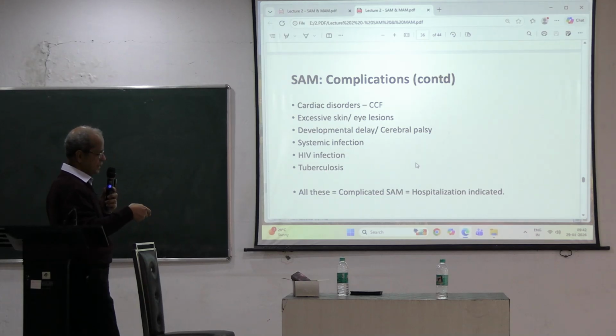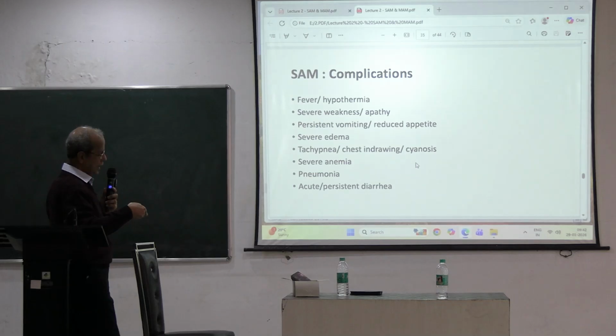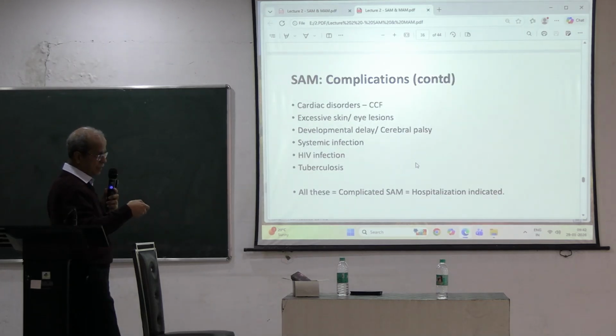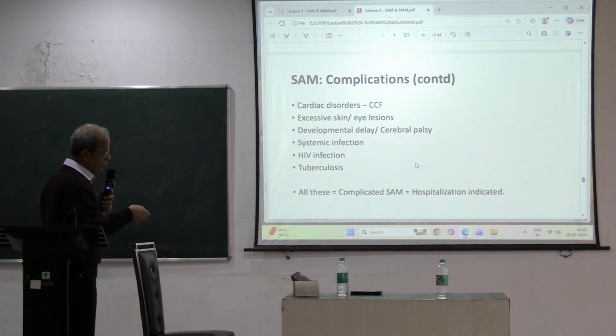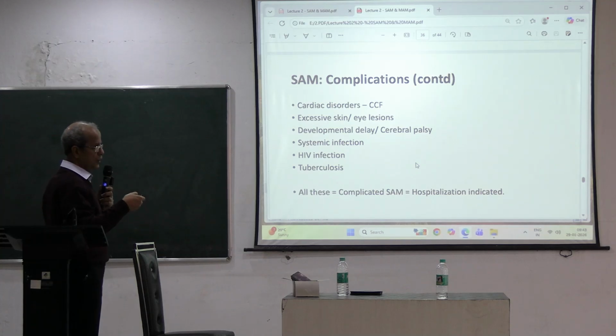If these features are present, then we can call it a complicated case of severe acute malnutrition. And there is the indication for hospitalization. You cannot treat a severe acute malnutrition case at home. Hospitalization is a must. So that is one of the theory questions, and that is one of the practical questions also. When do we need to hospitalize a severe acute malnutrition baby?